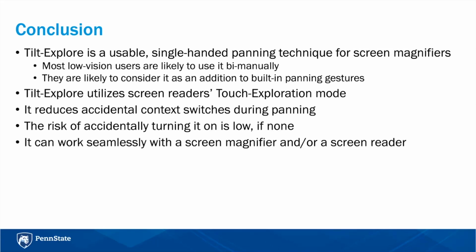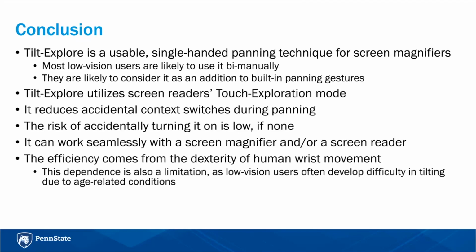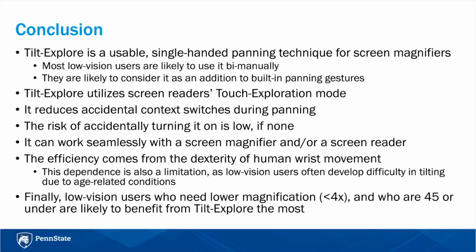It can work seamlessly with a screen magnifier or a screen reader, although it can be a standalone mode in its own right. The efficiency comes from the dexterity of human wrist movement. Unfortunately, this dependence is also a limitation for Tilt Explorer because low vision users often develop difficulty in tilting due to age-related conditions. Finally, low vision users who need lower magnification, such as less than 4x, and who are 45 or under are likely to benefit from Tilt Explorer the most.